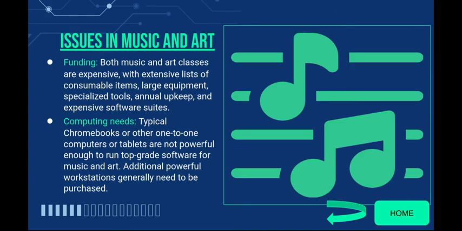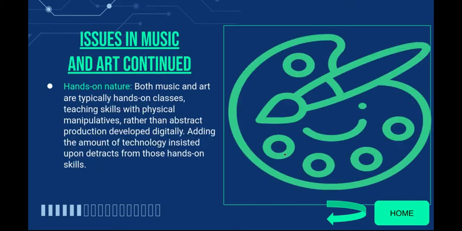First, we'll identify some issues in integrating technology into music and art instruction. The first is funding. Both music and art classes are expensive, with extensive lists of consumable items, large equipment, specialized tools, annual upkeep, and expensive software suites. Also, computing needs is a challenge. Typical Chromebooks or other one-to-one computers or tablets are not powerful enough to run top-grade software for music and art. Additional powerful workstations generally need to be purchased.